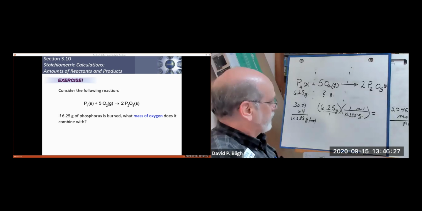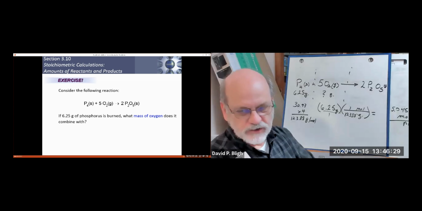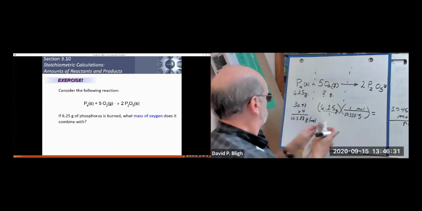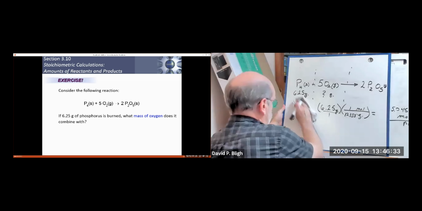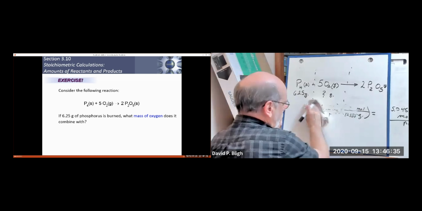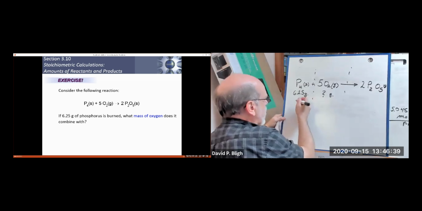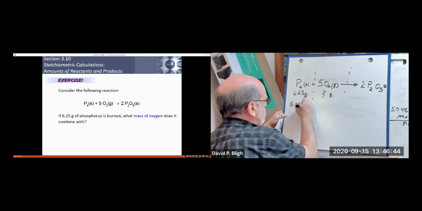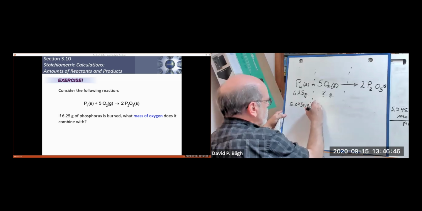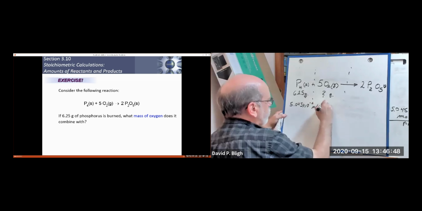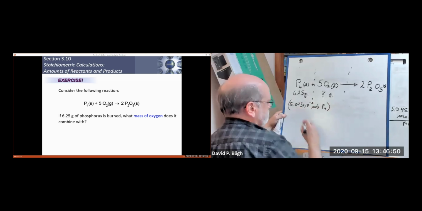Okay? Now, since I'm limited on space, I'm going to have to do some erasing and rewriting. Okay, so now we know that we have 5.045 times 10 to the minus 2 moles of P4. All right.